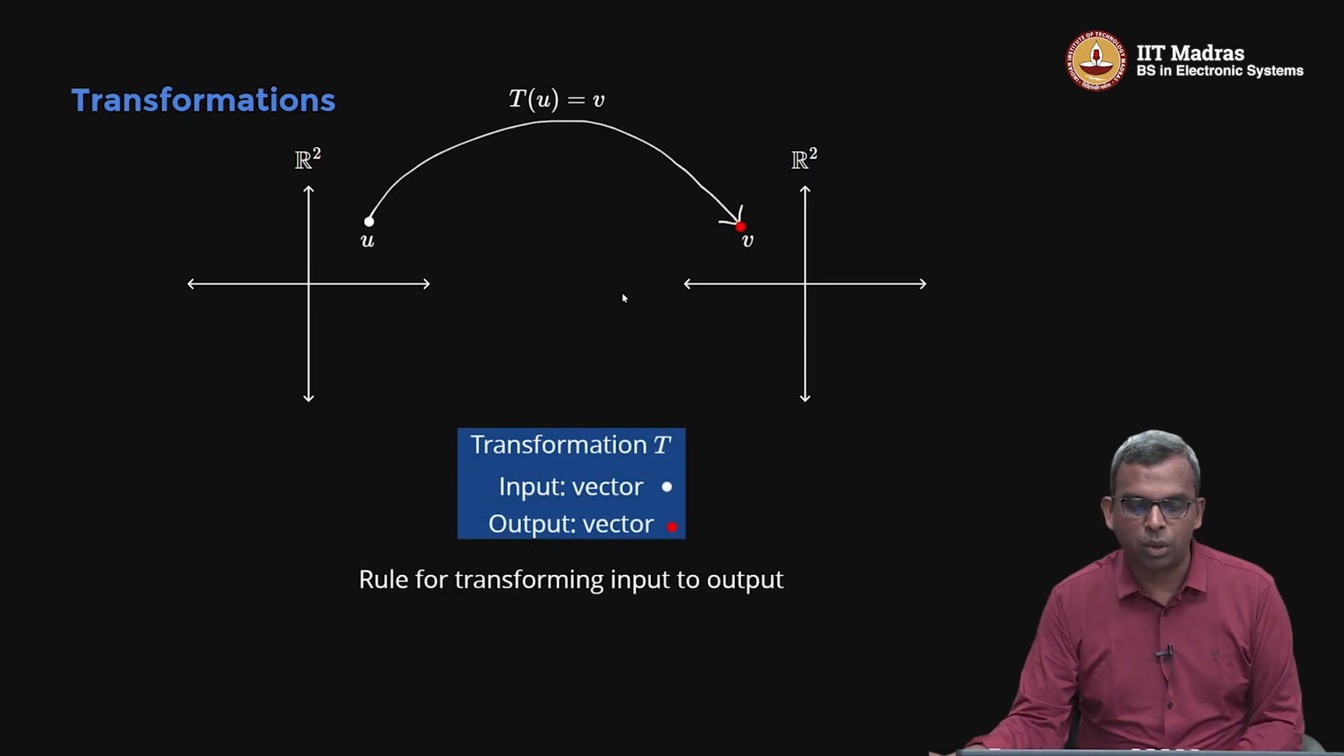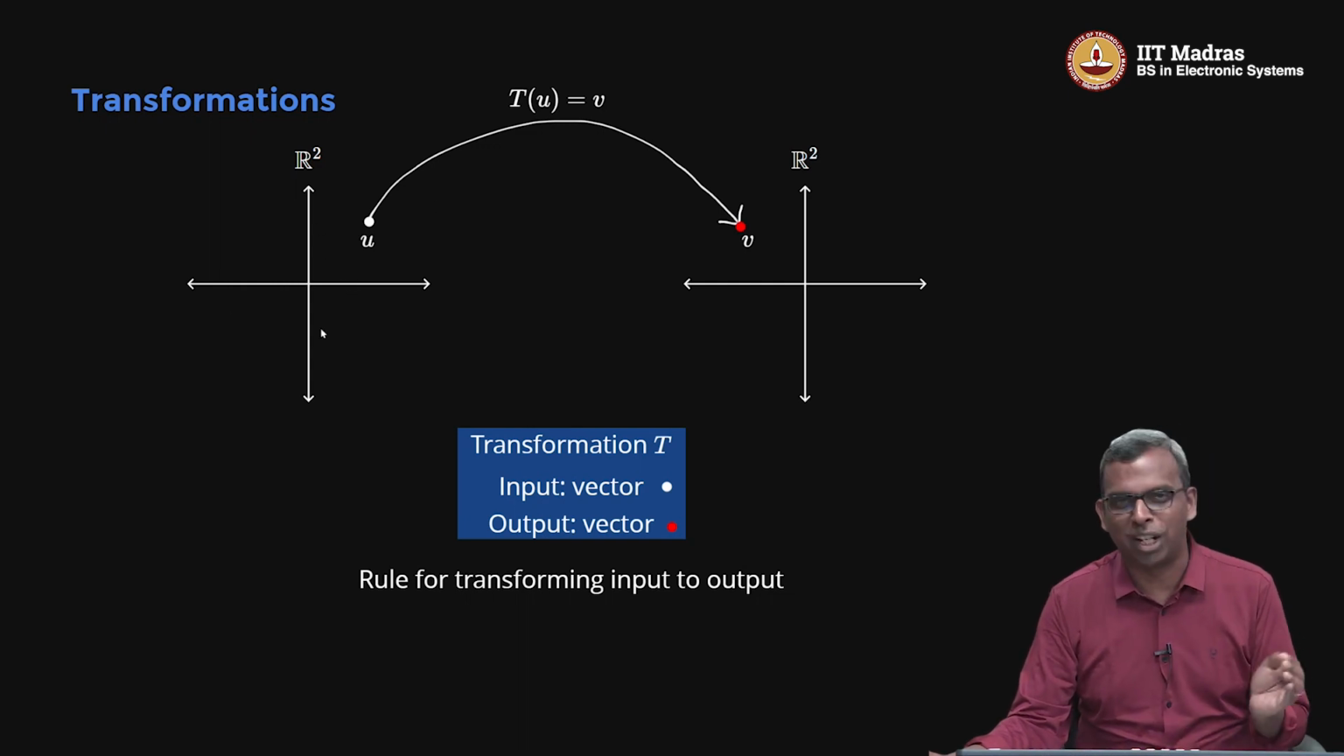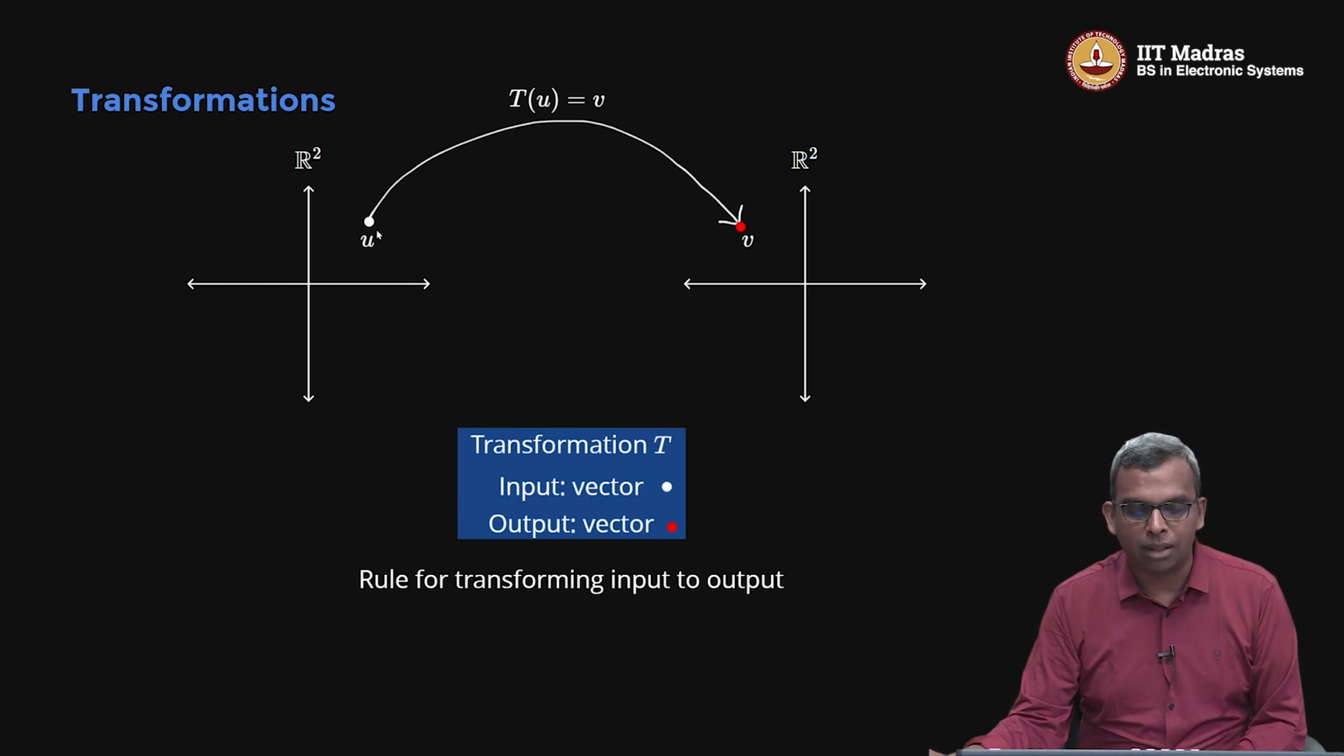Okay, so here is a picture to keep in mind. You have an R2 here, you have another R2 here, and a transformation T takes an input vector from, let's say, this R2. Both of them are the same in some sense, but just for convenience, we'll write it like this. From this R2, it takes this white colored vector and specifies a rule for going from U to this V, which I've shown conveniently in red color here, and also in this other R2.